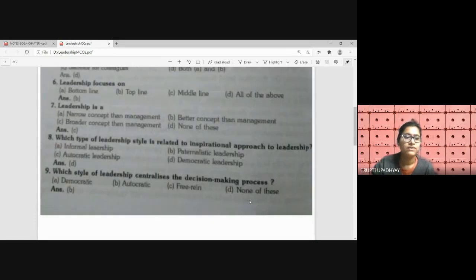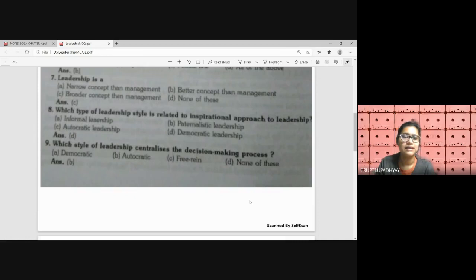Which type of leadership style is related to the inspirational approach to leadership? A. Informal leadership. B. Paternalistic leadership. C. Autocratic leadership. D. Democratic leadership. Inspirational leadership cannot happen with informal or paternalistic styles. Obviously, the answer is democratic.